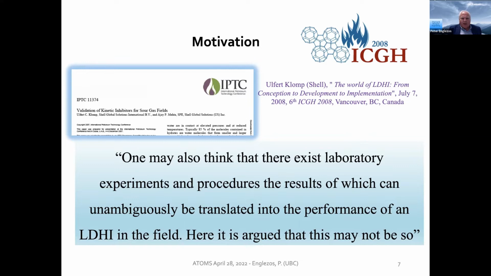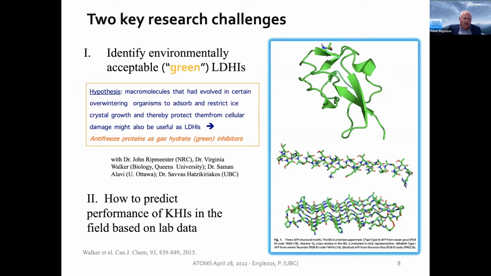So this prompted us to look into this issue, and we set two research objectives. First, to identify green or environmentally accepted low dosage hydrate inhibitors. Chemical inhibitors are not preferred because the monomer can be environmentally challenging. So the hypothesis we pursued was that macromolecules that had evolved in certain overwintering organisms to absorb and restrict ice crystal growth and thereby protect them from cellular damage might also be useful as low dosage hydrate inhibitors.